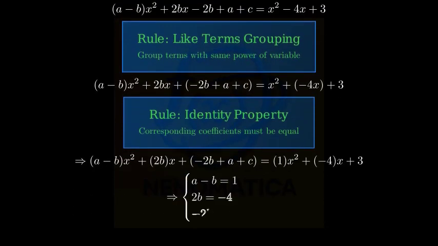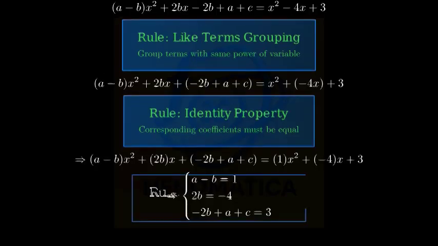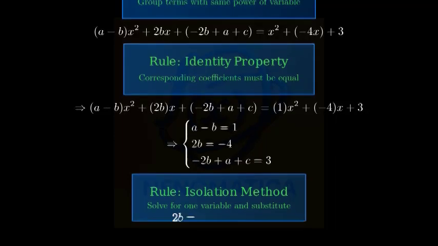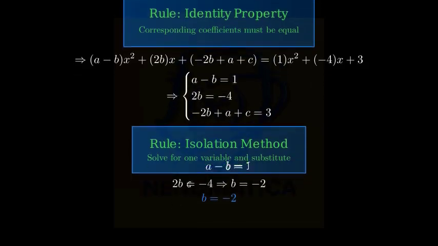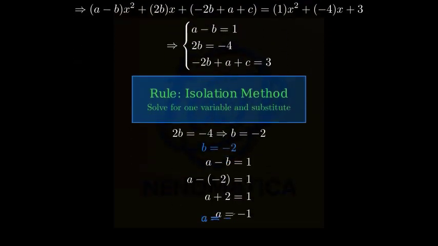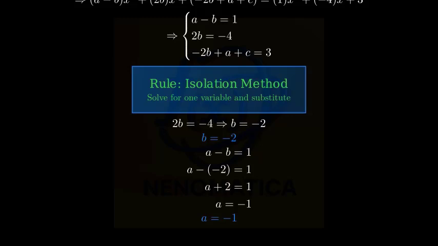Let's now set up a system of equations by comparing the coefficients of like terms. Let's solve this system of equations. From the second equation, 2b equals negative 4, which means b equals negative 2. Now that we know b equals negative 2, we can substitute this into the first equation to solve for a. We have a minus b equals 1, and substituting b equals negative 2, we get a minus negative 2 equals 1.